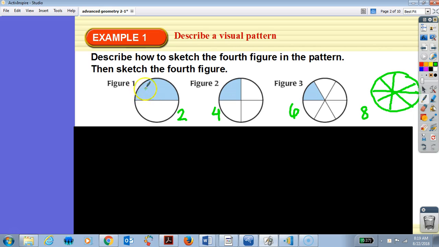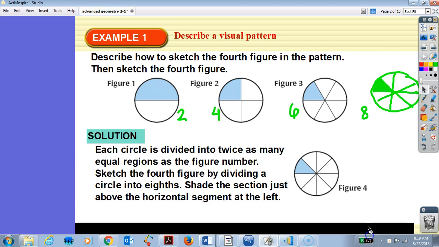So here we have it shaded above to the left, shaded above that middle line to the left. So shaded above the middle line all the way, the slice all the way to the left. So we would shade in this slice of pizza. Does that make sense? We're just following the pattern.